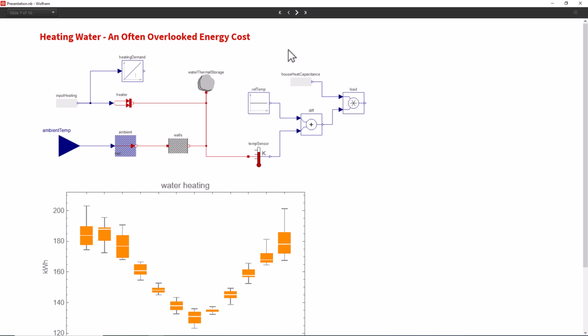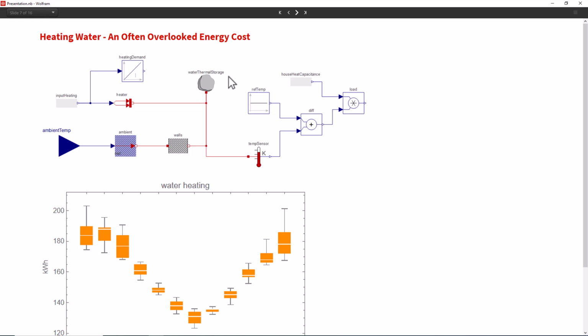One energy consumer I initially overlooked was the energy required for heating water. Hot water is essential for daily activities like bathing and washing dishes. In this model, I used a 200-liter insulated water tank designed to maintain the water temperature at 60 degrees centigrade.